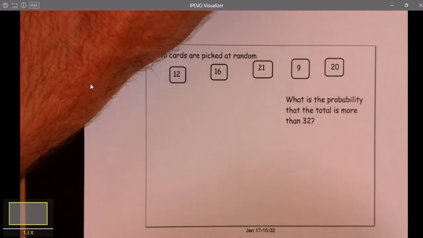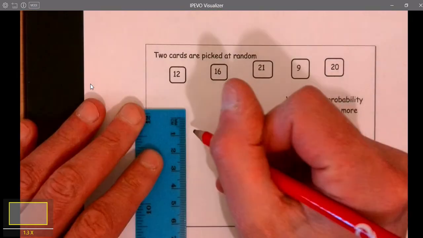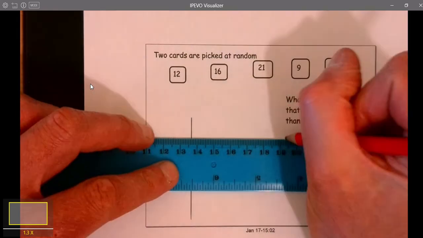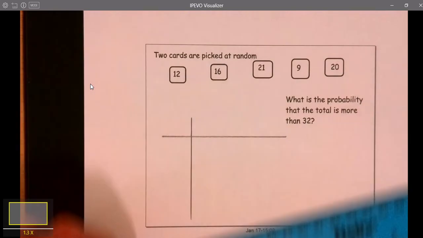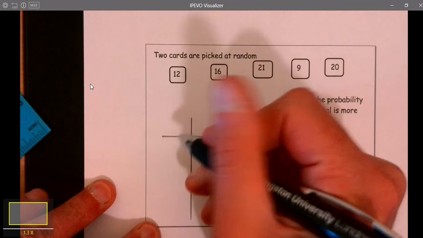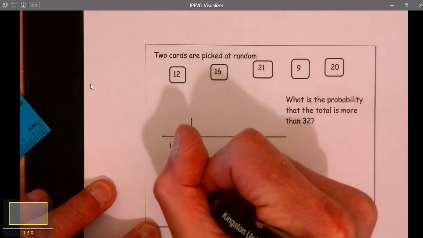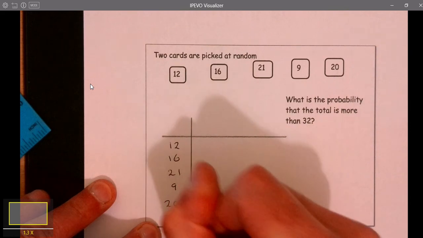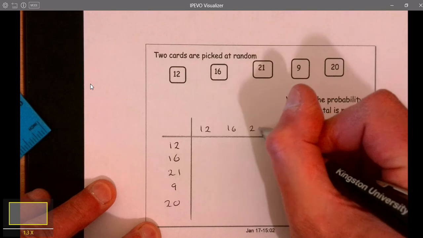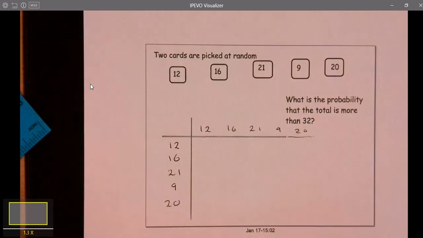The easiest thing to do here, because it's not there, is just to draw that table. So I'm going to pick my first card and my second card. You draw the table, it's simple. You can put them in order if that makes your life easier; I'm just going to write them as they are. So 12, 16, 21, 9, and 20. There you go. Just extend that line.